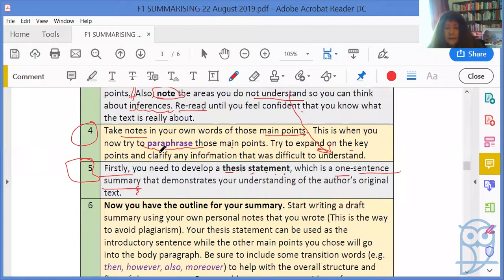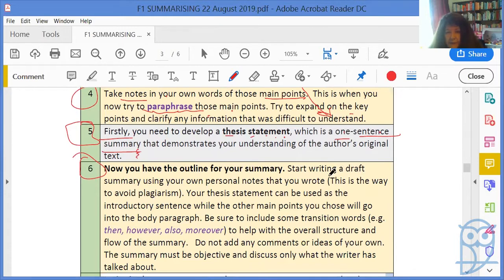Now you have the outline for the summary, step 6. Because you've written down the main points from the topic sentences, and you've written a thesis statement, which the whole thing's about. And now you start writing a draft summary using your own personal notes. And this is how you avoid plagiarism, of course, because you're using your own notes. Your thesis statement can be used as the introductory sentence, while the other main points you chose will go into the body paragraph.